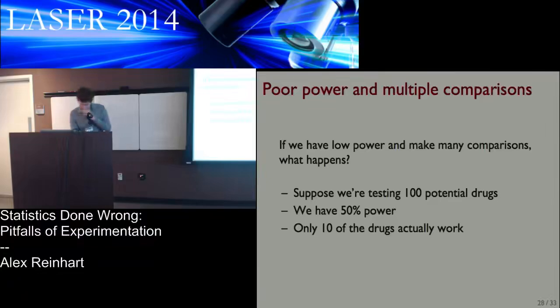So let's wrap these problems together and look at what the overall impact is. If I have low power and I make many, many comparisons, what's going to happen to me? Now here I have to revert back to a drug example, a medical example. But you can imagine applying this to many of the papers, like at SOUPS or other conferences. Suppose I'm testing 100 potential drugs, cancer drugs, say.